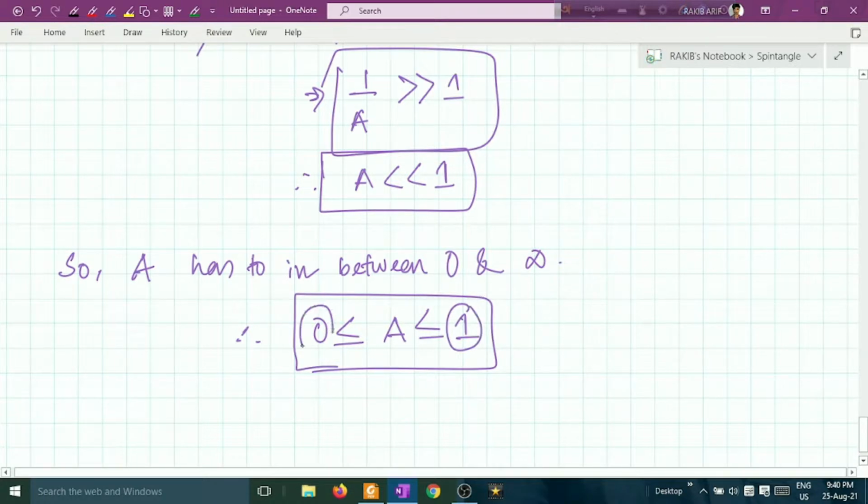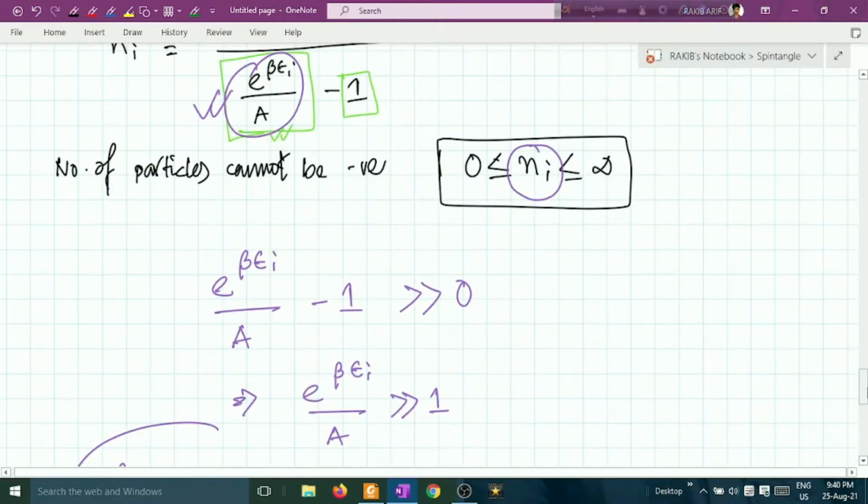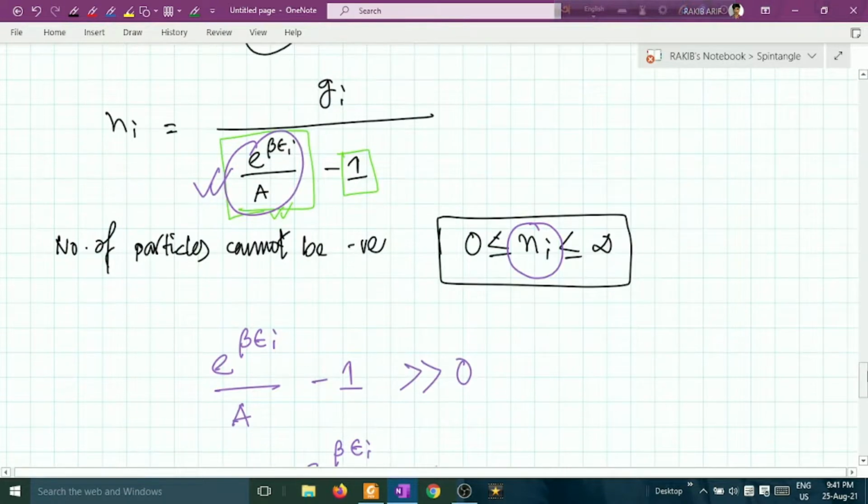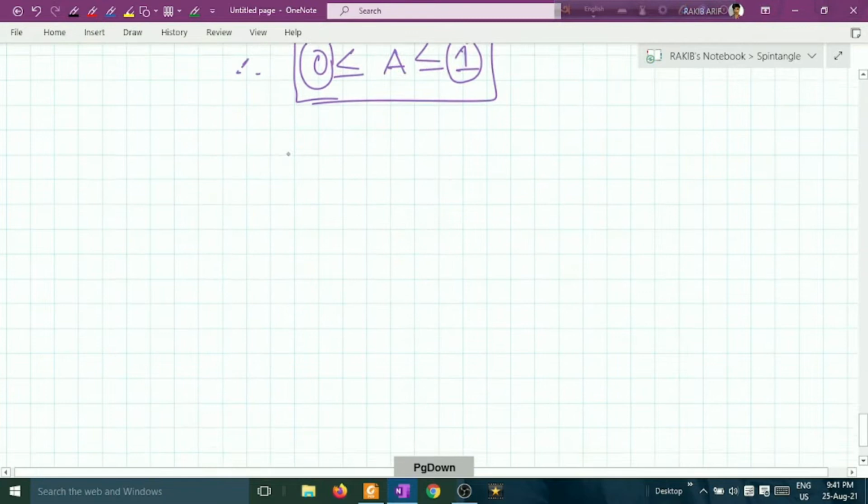And what is the minimum value of a? It has to be 0. Why is it 0? Because in the distribution function, if you put 0 in this place of a, this term becomes infinity. Something by 0 means infinity, and infinity minus 1 means the denominator becomes infinity, and the number of particles becomes 0. And if a is 1 and in the ground state ei is 0, then the number of particles becomes 1. Let me clear this.